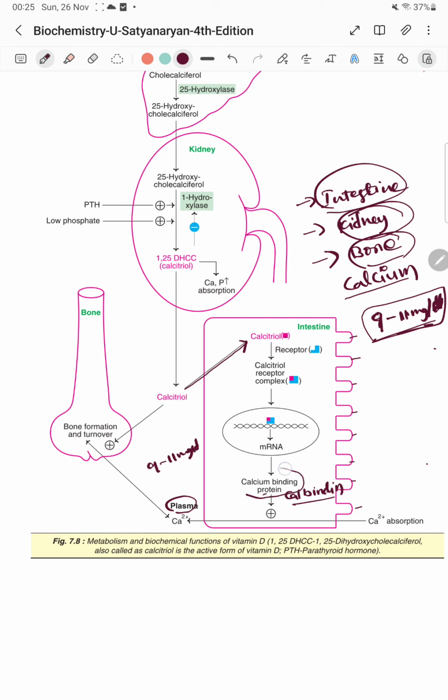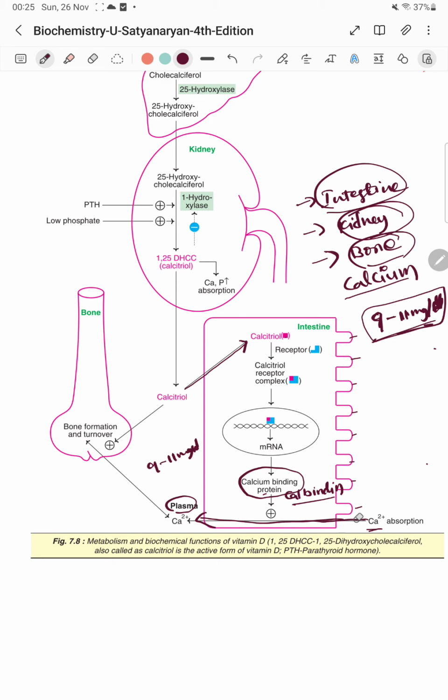The function of this calcium binding protein relates to calcium absorption. We get this calcium from the diet by having milk or milk products. Milk products are a good source of calcium, right? So this calcium is dietary calcium. We got it from the diet, and now it is at the intestinal level. But the absorption has to take place. Otherwise calcium will not get absorbed and it will be eliminated from our body.